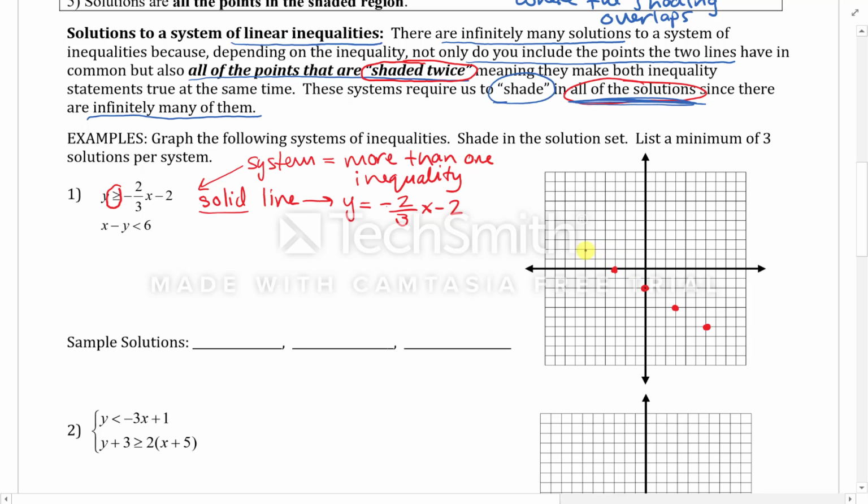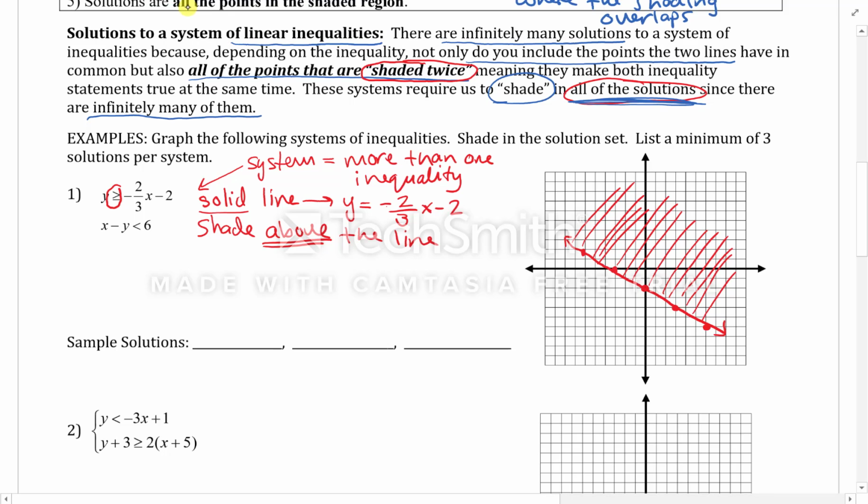And I like to do my slope a little bit backwards as well, just to be able to get a good line going. Okay, so that's my solid line. Now the shading for this line is going to happen above the line, because there's a greater than symbol. So I'm going to shade in this general area. Right now I'm just kind of showing the general area because I'm going to wait and see where the shading would happen twice before I actually shade it all in. But I've got inequality number 1 done.